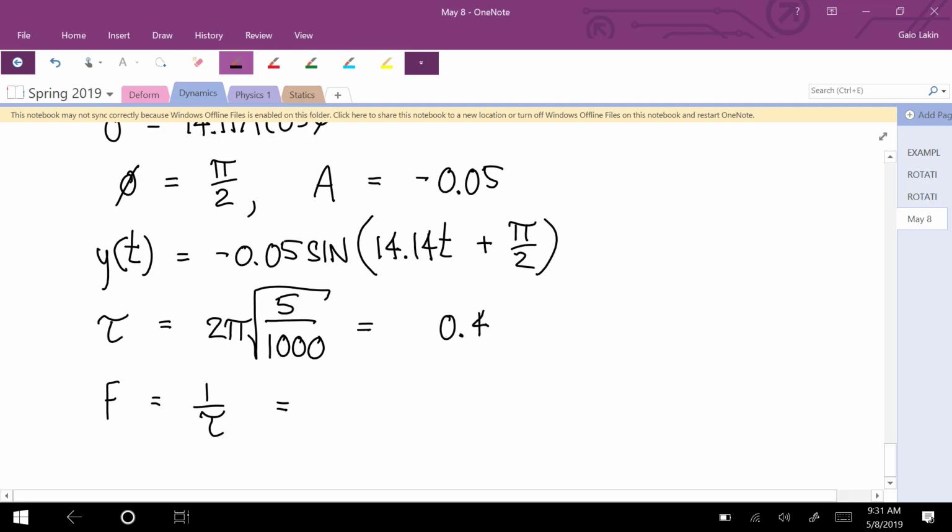The period is 0.444 seconds, and then what's 1 over 0.444? 2.25 hertz. So 2.25 oscillations per second.